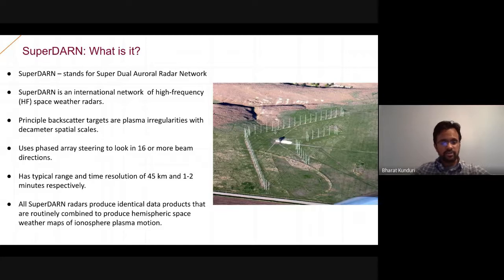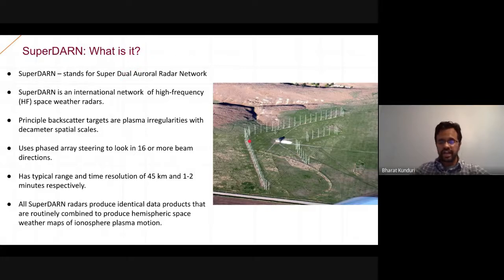The great thing about SuperDARN is that we produce identical data products that are routinely combined to produce hemispheric space weather maps. I think the most common product that you've encountered if you've used SuperDARN is the two-cell convection pattern, but there are several other byproducts, or in fact, principal products that could be used in space weather research.